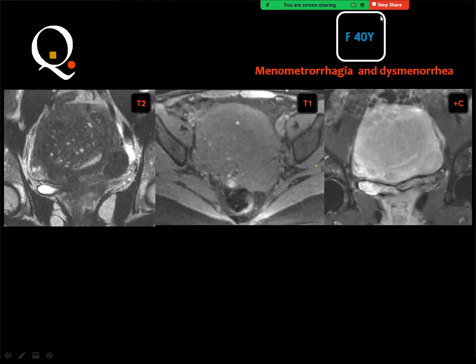Next case is a female patient, 40 years old, with menorrhagia and dysmenorrhea.